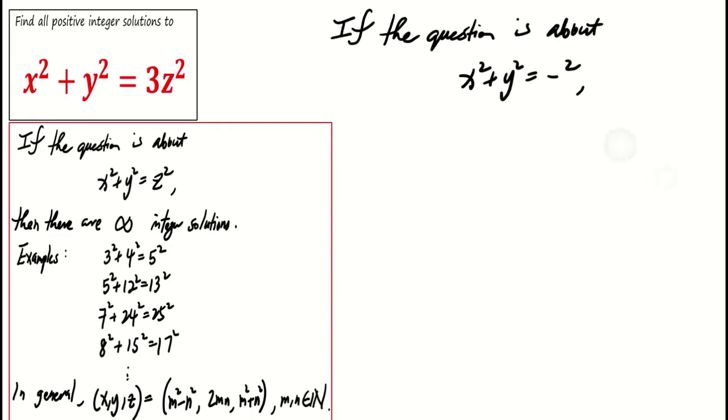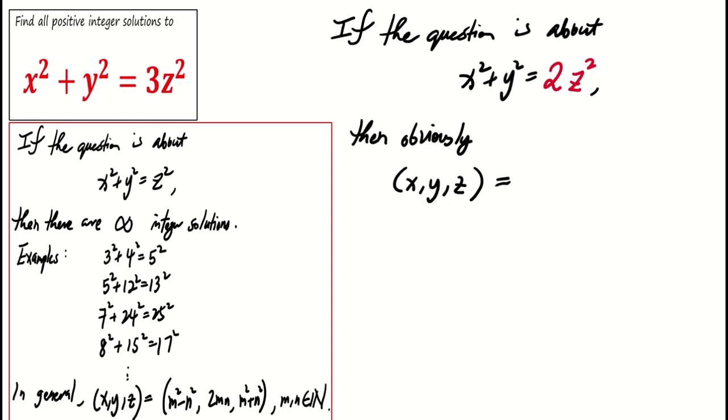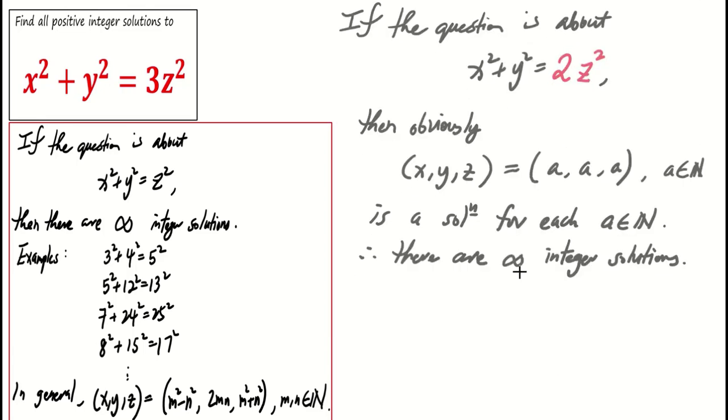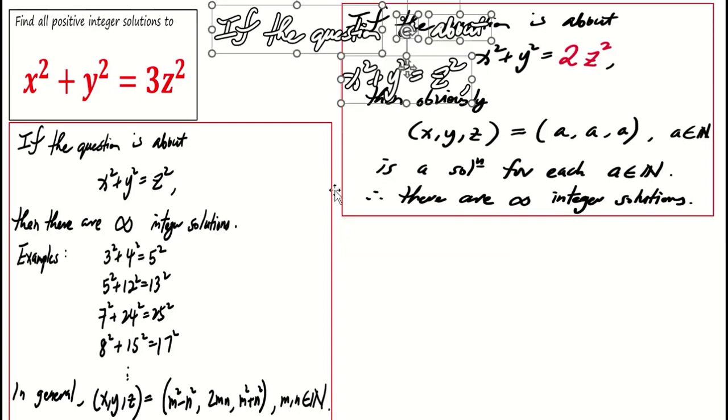If we change z squared to 2z squared, a solution set x, y, z equals a, a, a exists for each positive integer a. Hence, there are infinitely many integer solutions to x squared plus y squared equals 2z squared.